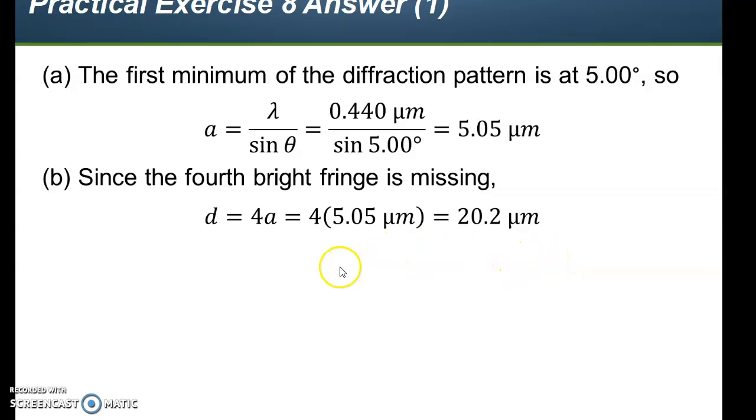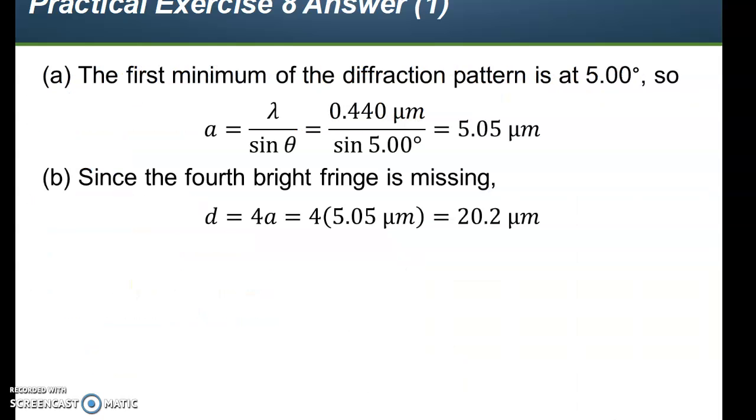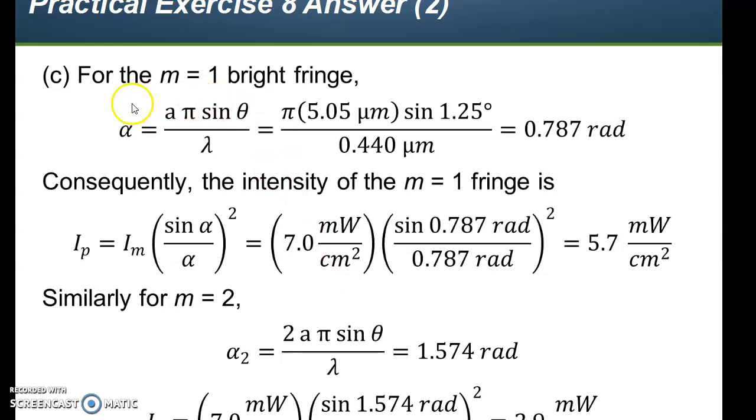So you determine the number of the one that is missing. That is an integer that you multiply by the width of the slit to give you the distance between the different slits. And for the third part, you now have your a value, you've got your d value, and you can calculate alpha.